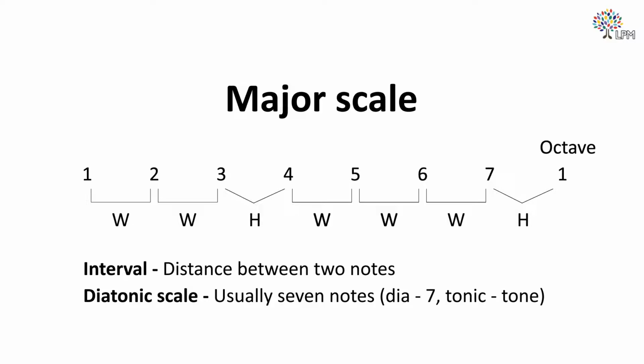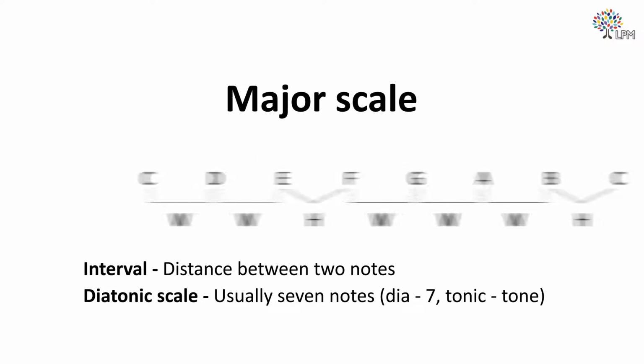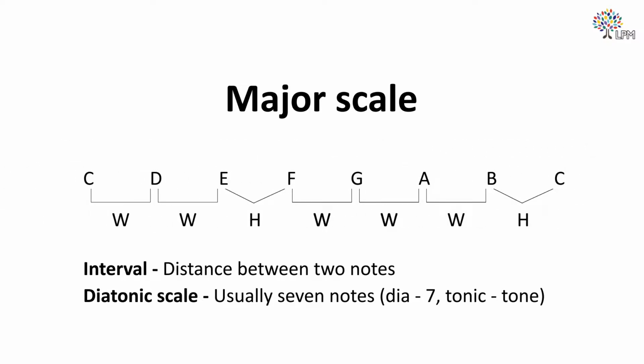Regardless of which note we begin on, we'll always use this same intervallic formula to build a major scale. So if you start on a C note and you want to build a C major scale, you use this intervallic formula. And it's the same thing if you want to play an F major scale, you use the exact same intervallic formula.